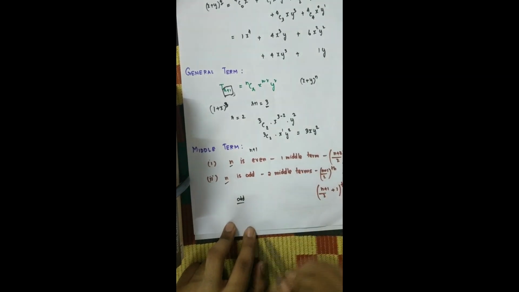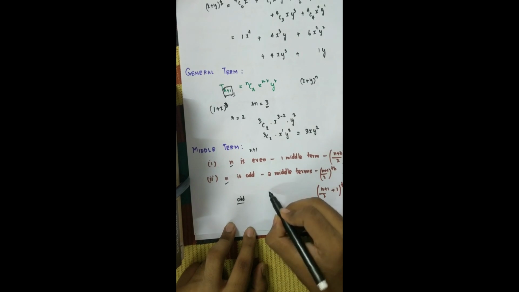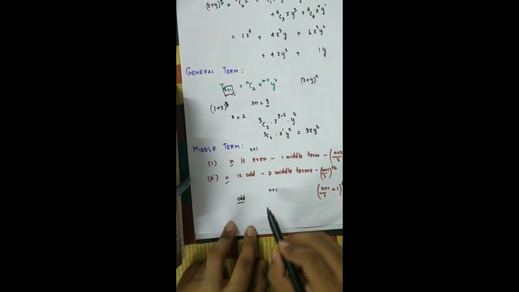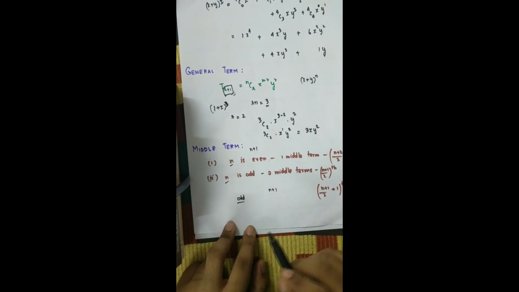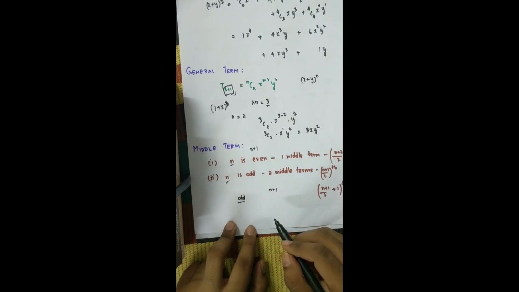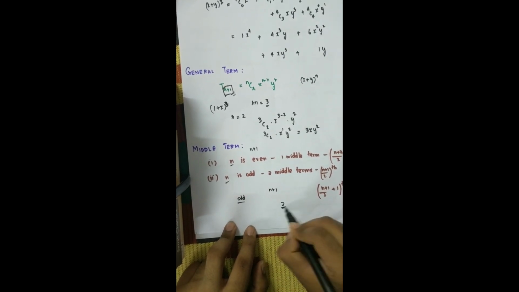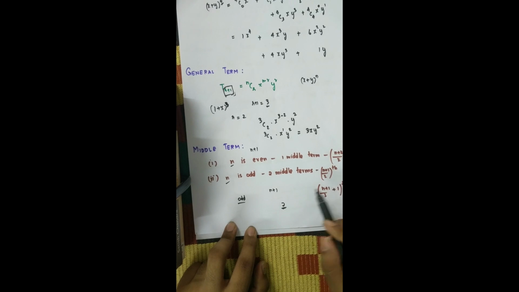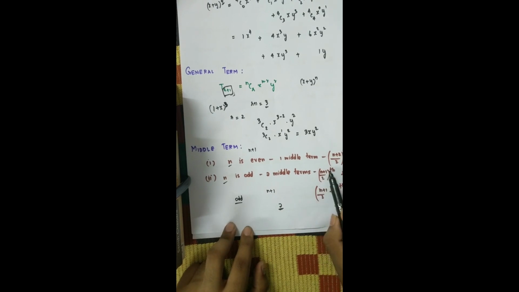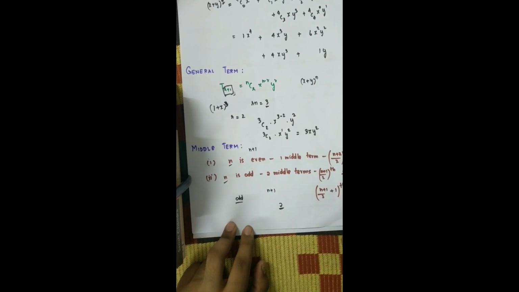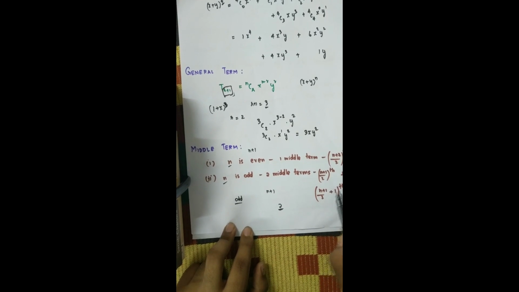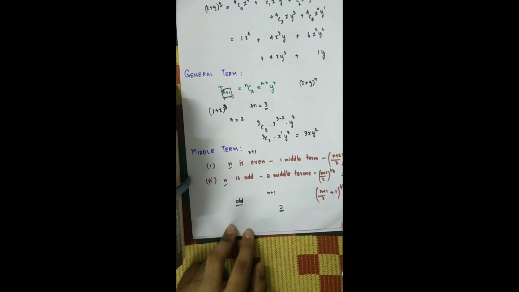Similarly, when n is odd, there will be n plus 1 terms totally. So definitely there will be an even number of terms. Since it is an even number of terms, there have to be two middle terms, right? And those two terms are going to be the (n plus 1 by 2)th term and the (n plus 1 by 2 plus 1)th term, right?